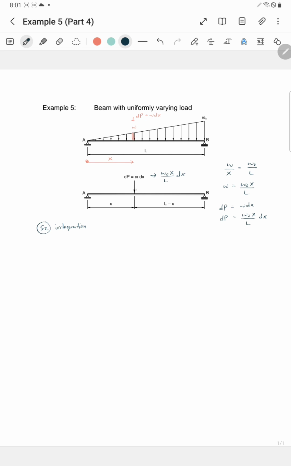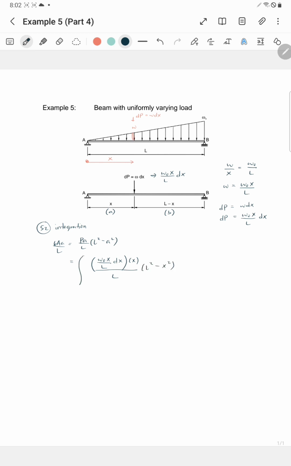So ngayon meron na tayong concentrated load, then applicable na yung formula for 6AA over L for concentrated load, ano? So yung distance A is X, and the distance B is L minus X. So for the formula 6A over L for concentrated load, PA over L, L square minus A square, we substitute the given data. So the load P is WOX over L dx. The distance A is X, then over L, then L square minus A square.